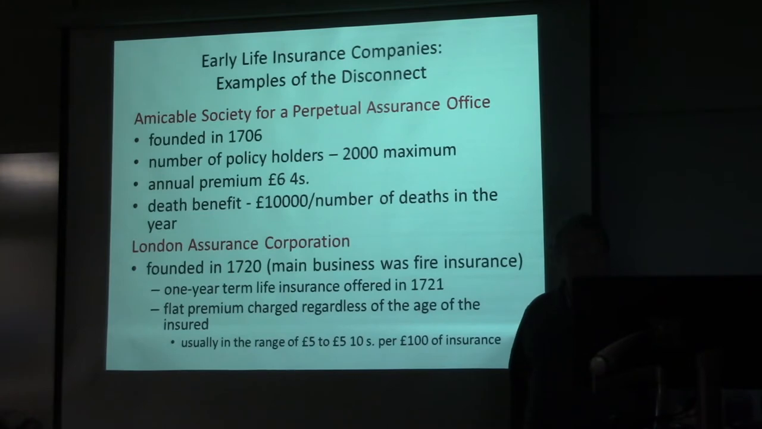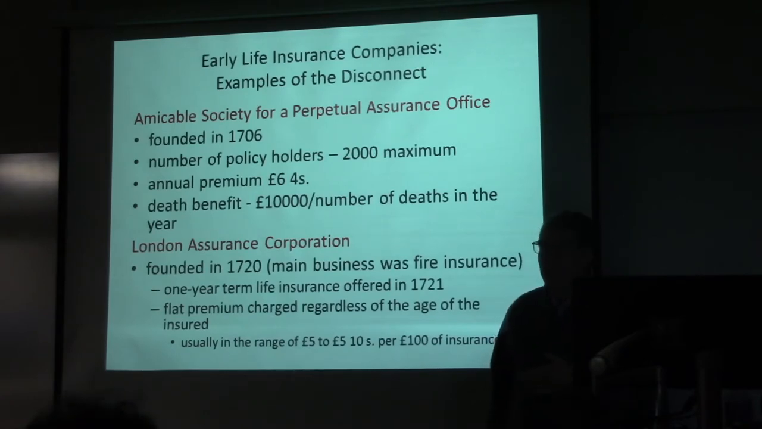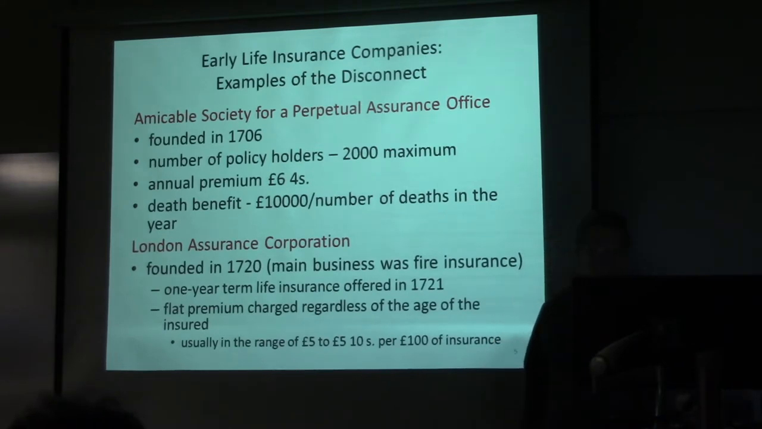The first one is called the Amicable Society for a Perpetual Assurance Office. It actually is still in existence today. It was bought out in the 19th century and is now part of Norwich Union, which is part of Aviva Insurance. So it does still exist in one way, shape, or form. Founded in 1706, it had 2,000 policyholders. Everybody paid a premium of £6.04, and the death benefit was to take £10,000 and divide it by the number of deaths. So you didn't need a mathematician to predict what was going to happen. The death benefit was variable from year to year. It all depended on how many people died.